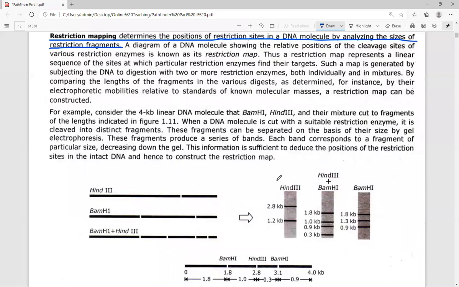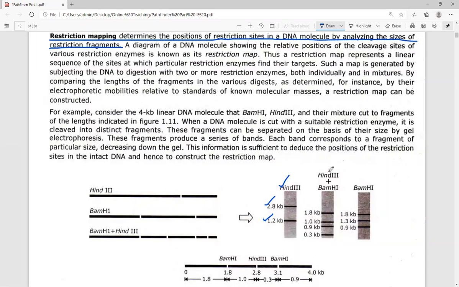You look at HindIII. This is an enzyme that is going to cleave the DNA molecule. The DNA molecule will be cleaved into two different fragments, one of 2.8 kilobase pair and another one of 1.2 kilobase pair. These are the two different fragments which have been produced.